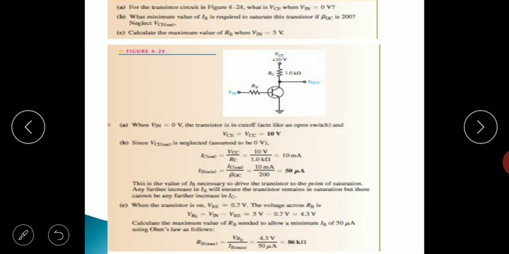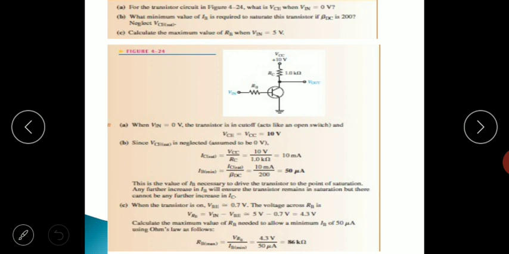Now we'll solve the next example, which is on transistor as a switch. You can see the circuit there, and what is the question asked? For the circuit shown below, what is the value of VCE? VCE means the collector emitter voltage, that is this voltage. What is the value of VCE when the input is 0? When there is no input applied, what is the value of VCE? That is the first thing you have to find.